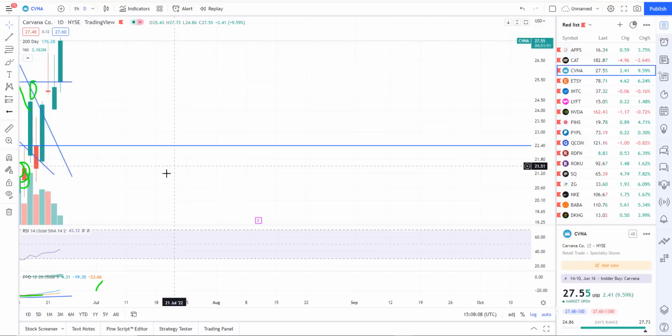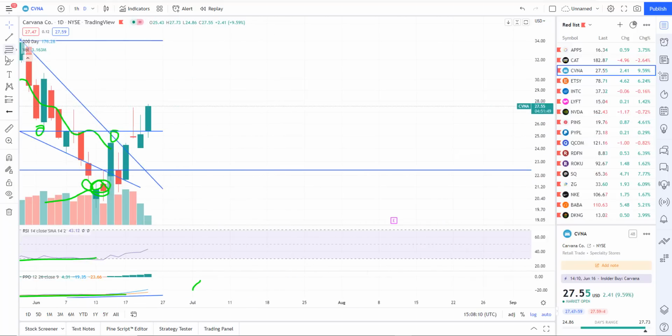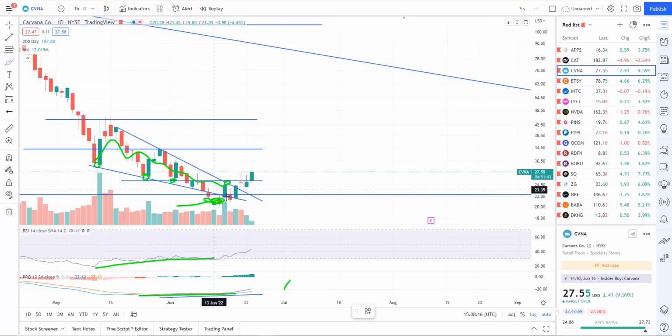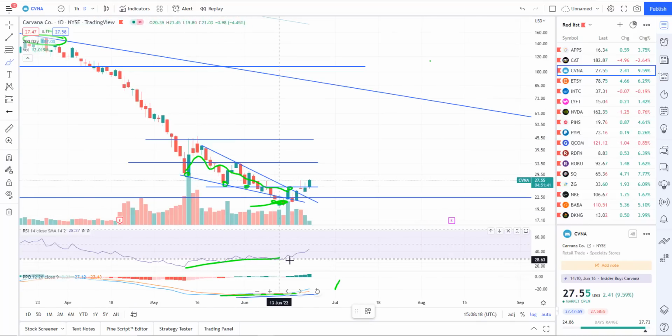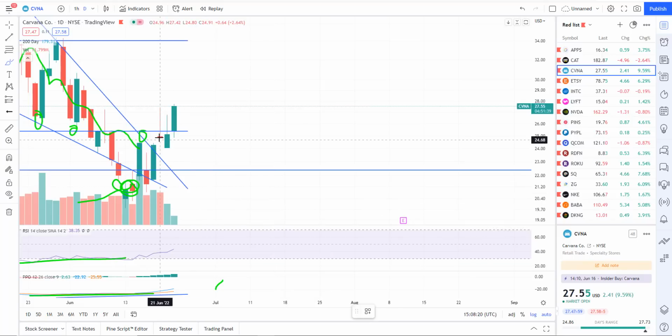Carvana continues to move higher. Again, we had a buy signal on this one. I pointed it out the other day, but basically right there, June 21st, you had a bullish falling wedge pattern. You have bullish divergence on the momentum. You have a buy signal and it's continuing to move higher, up 10% today.